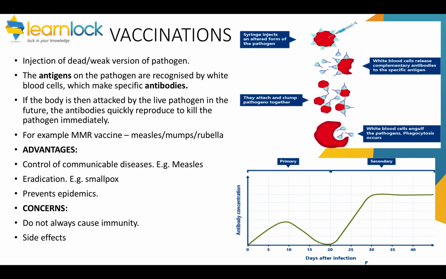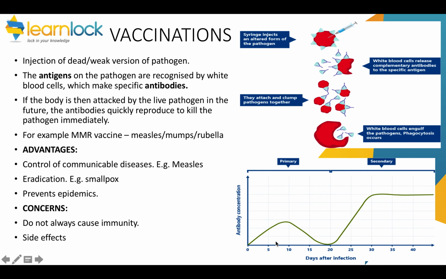Now, they then remain in your blood, and if your body is then attacked by the live pathogen, so if you then actually do get the disease into your blood, the antibodies quickly reproduce and kill it straight away so you don't get ill. So a vaccination doesn't stop the pathogen getting into your body, but it stops you getting ill from it because you kill it straight away.